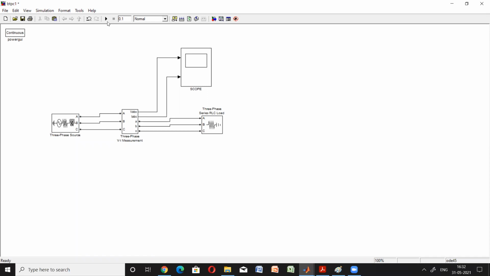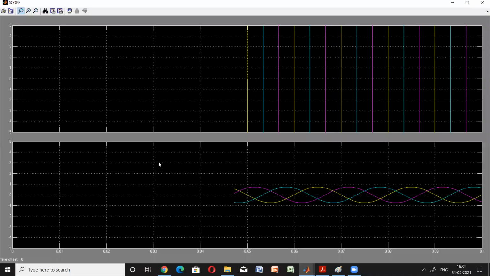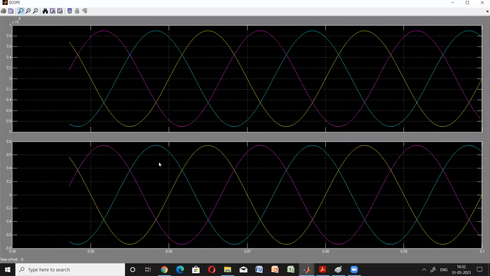Now again we have to run the circuit, and we have to click on the scope, and in the scope you can see we are getting an exact 3-phase waveform as we expect. Am I clear to all of you? Yes or no? Yes, sir. Yes.